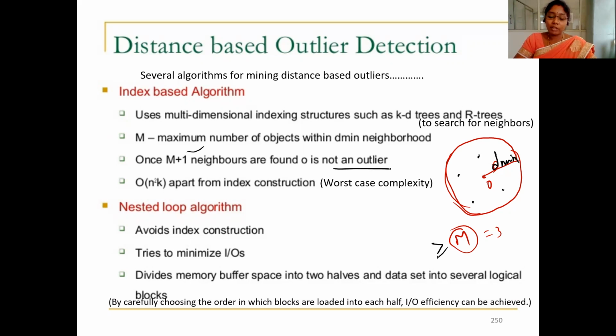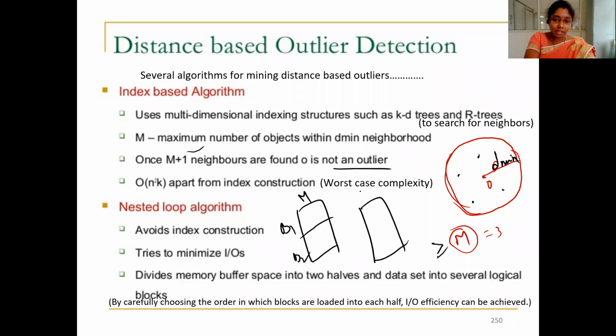The worst case complexity is big O of n square k, apart from the index construction. And next, coming to the nested loop algorithm. Here it avoids the index construction and tries to minimize the number of input-output operations. It divides the total memory into 2 halves, and similarly it divides the data set T into several logical blocks.